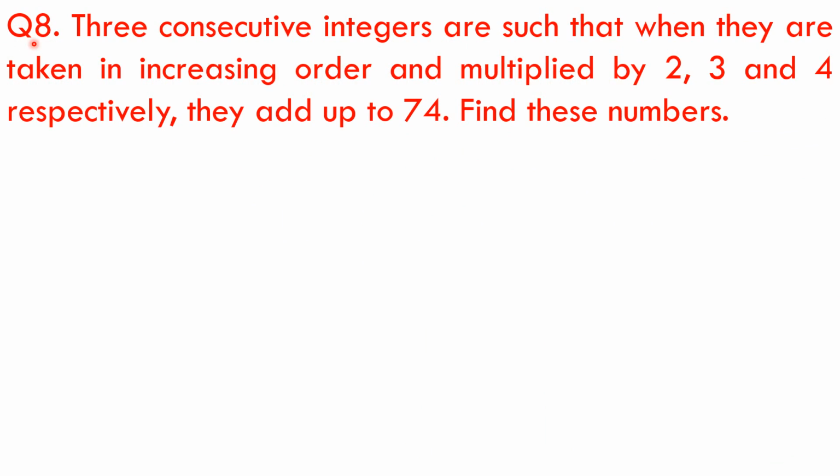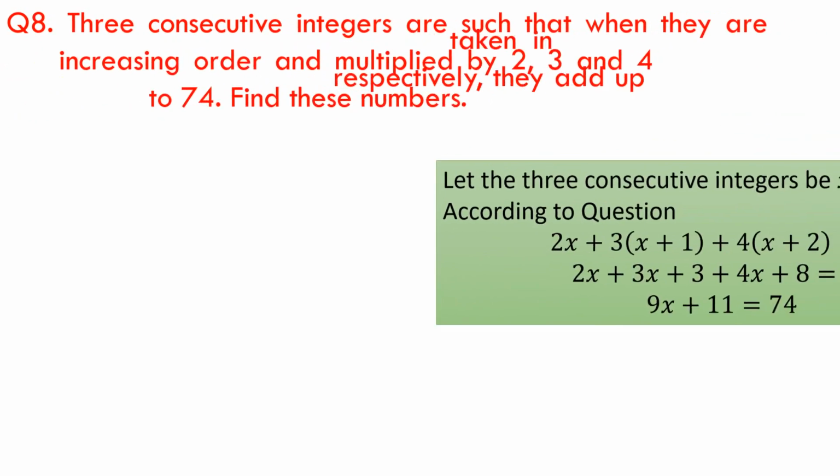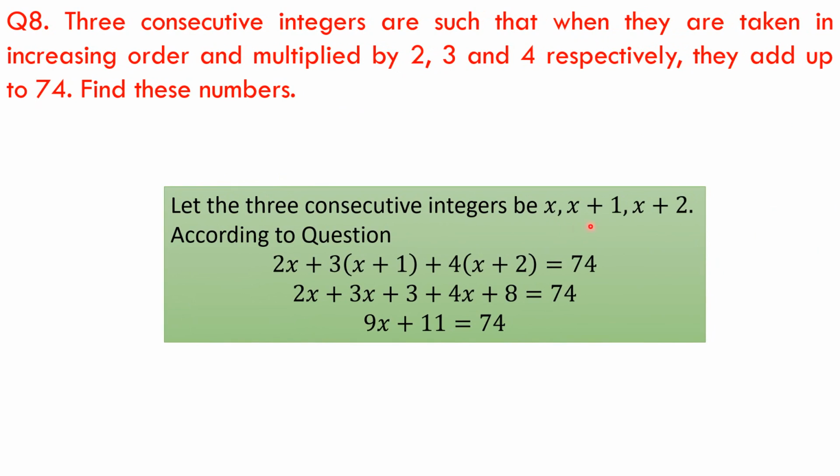Question number 8. 3 consecutive integers are such that when they are taken in increasing order and multiplied by 2, 3 and 4 respectively, they add up to 74. Find these numbers. Let the 3 integers be x, x plus 1 and x plus 2.